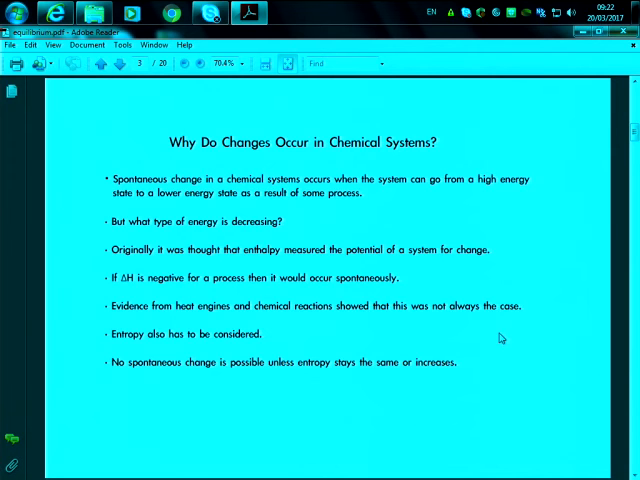therefore, originally it was thought that enthalpy measured the potential of a system for change. So originally they thought that only the measurement of enthalpy would dictate whether a system would be converted spontaneously to another, or whether the energy would not be lost spontaneously. So in this case, if delta H is negative for a process, then the system will occur spontaneously. Okay? So basically, if we were losing energy, if the delta H is negative, then we have a loss of energy, therefore the system will be spontaneous. That was what was originally thought.